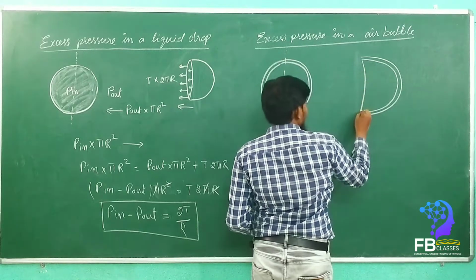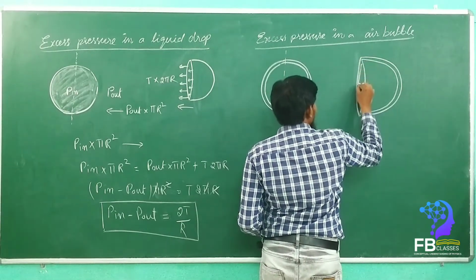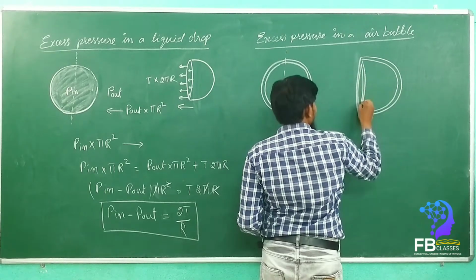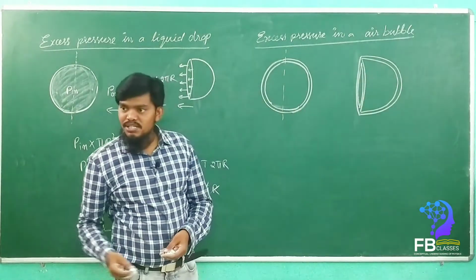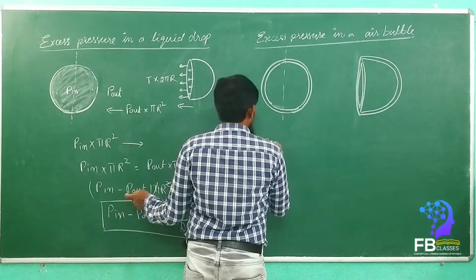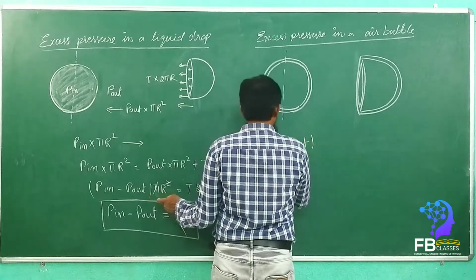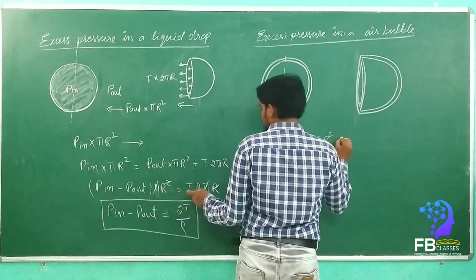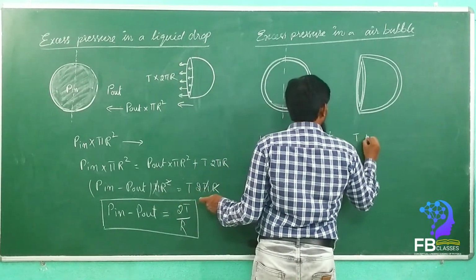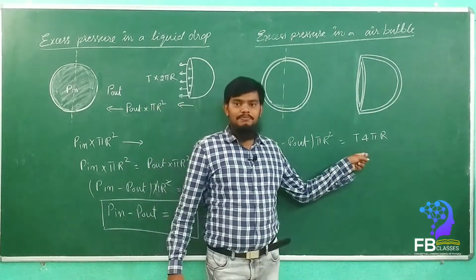See here now. So how many surfaces are there, my dears? There are two surfaces. So here, if you write this, P in minus P out into pi r square is equal to T into 4 pi r. Yes or no? 4 pi r.